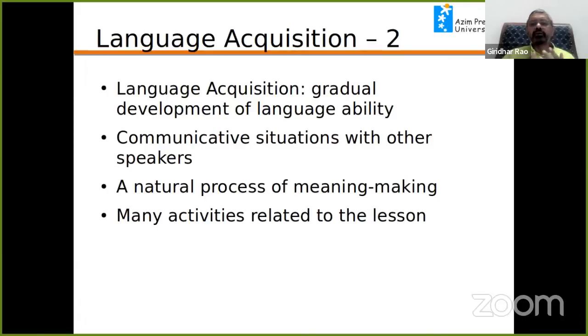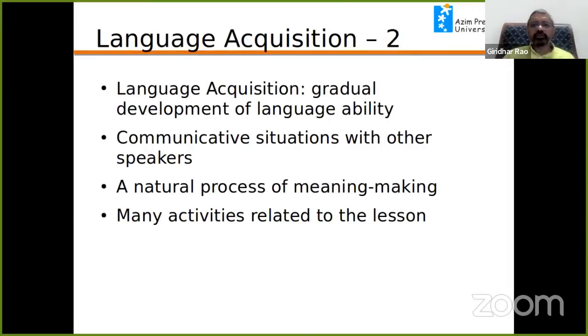Yes, it happens in contexts where you are trying to understand an input that someone is giving and trying to give an output, responding to that person's communication. So it is a natural process which happens in context with other speakers, sometimes native speakers, quite often non-native speakers.